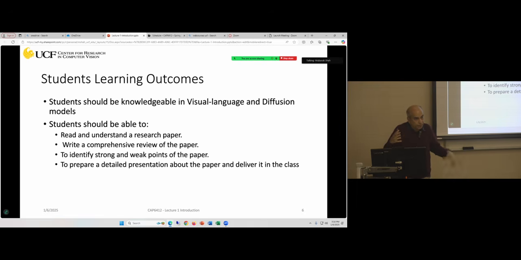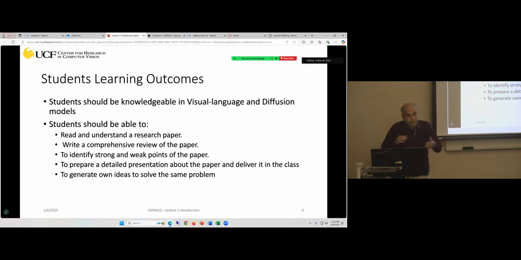So this is one way you will get a lot of visibility if you want to look for a job and so on, if you do a good job. Then after you read a paper, present, and so on, the main thing is this course is about how to do research and how to come up with new ideas.